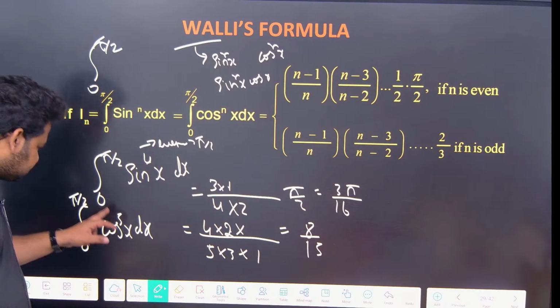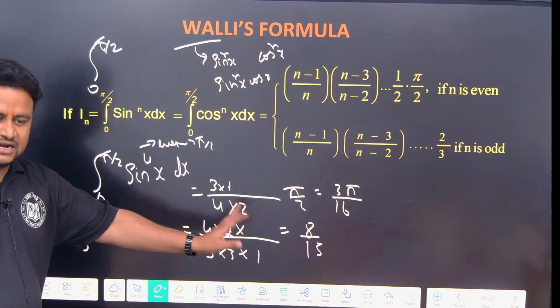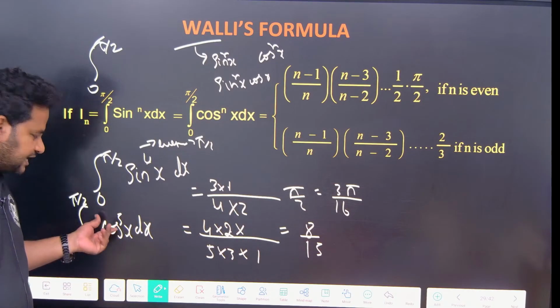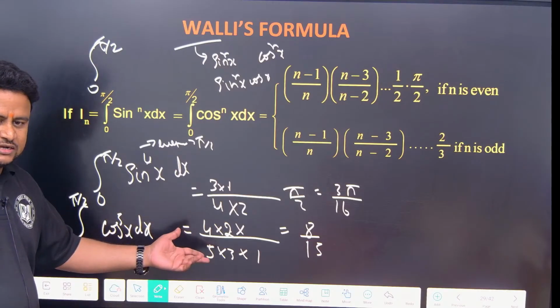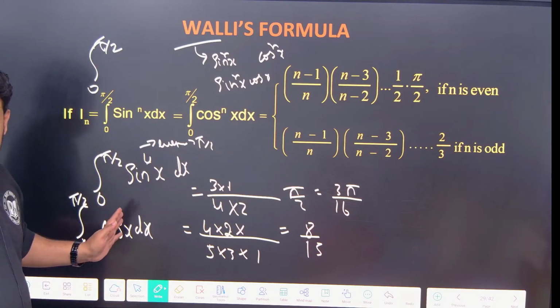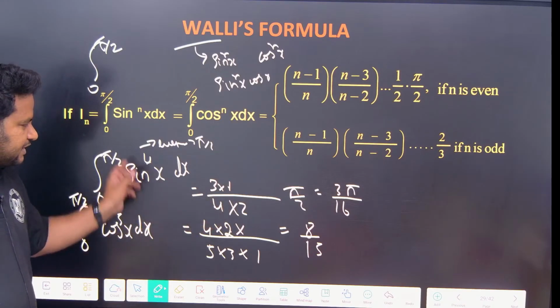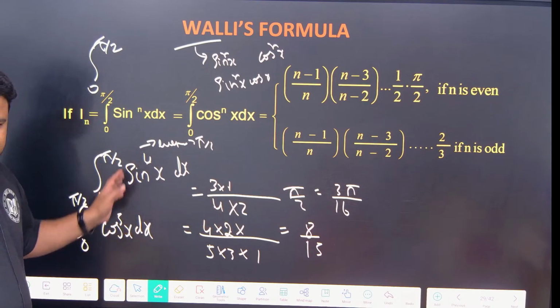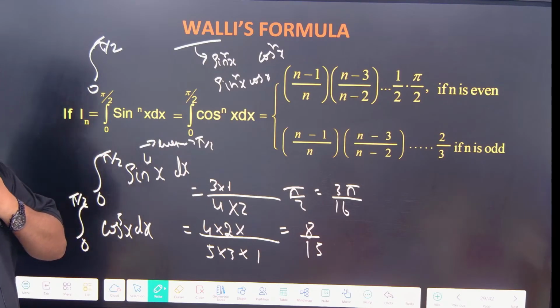Even if it is sin power 5x, the answer will be 8 by 15 only. Here there is no change whether it is sin or cos. The value will depend only on whether it is odd power or even power. Okay, clear with this?